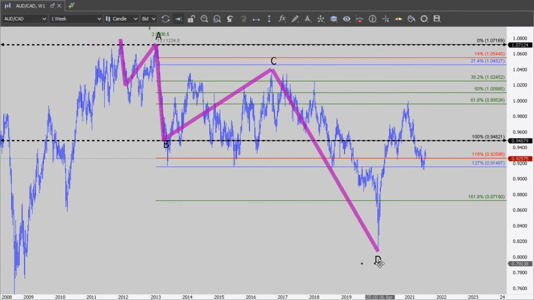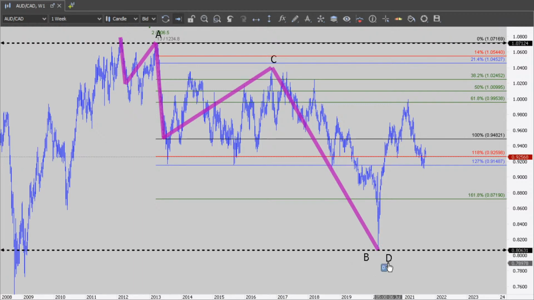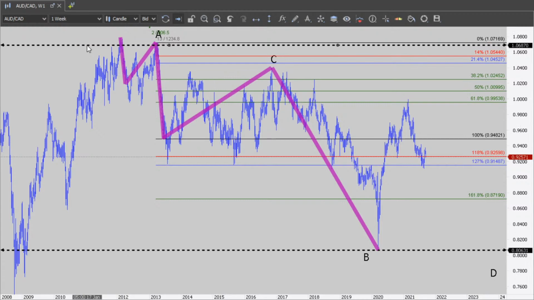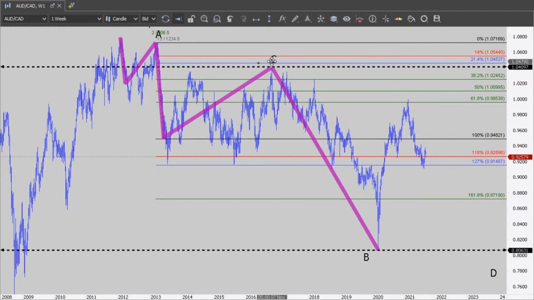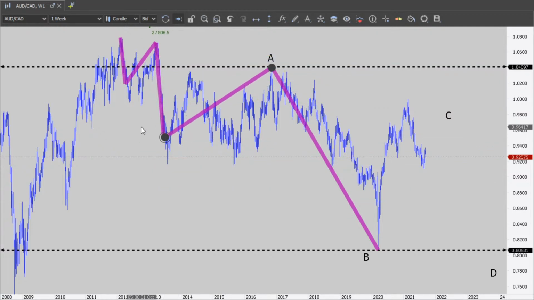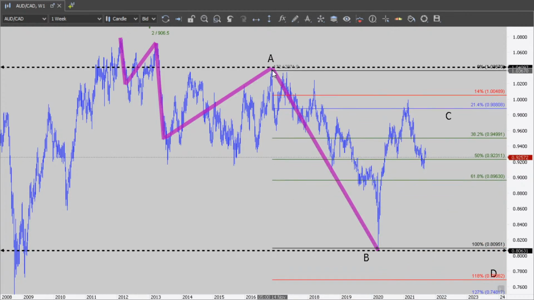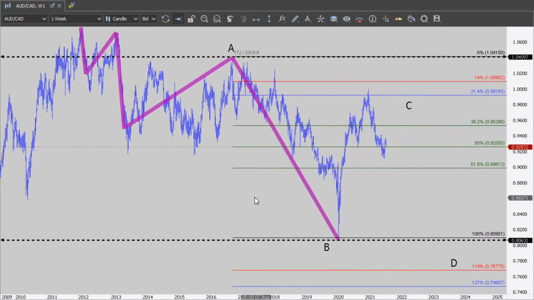What is going to happen once the market hits the D? We are going to readjust our horizontal lines. Do this with me. B goes to D, B goes to D, and A goes to C. A goes to C, and we are going to readjust our Fibonacci. One more time, Fibonacci retracement tool. We are going to stretch the Fibonacci.